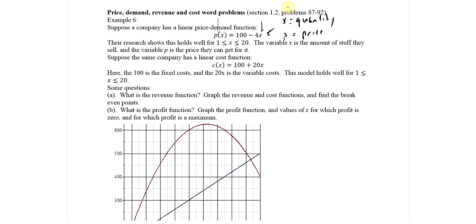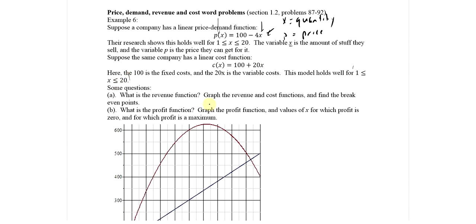So when you're doing research, you'll find domains, restrictions where your research applies. It might not apply outside of that range. Okay, so X is the amount of stuff they sell, P is the price they can get for it. And the same company has a linear cost function, C of X equals 100 plus 20X, right? So there's our fixed cost, there's our variable cost, and again, for X between 1 and 20.